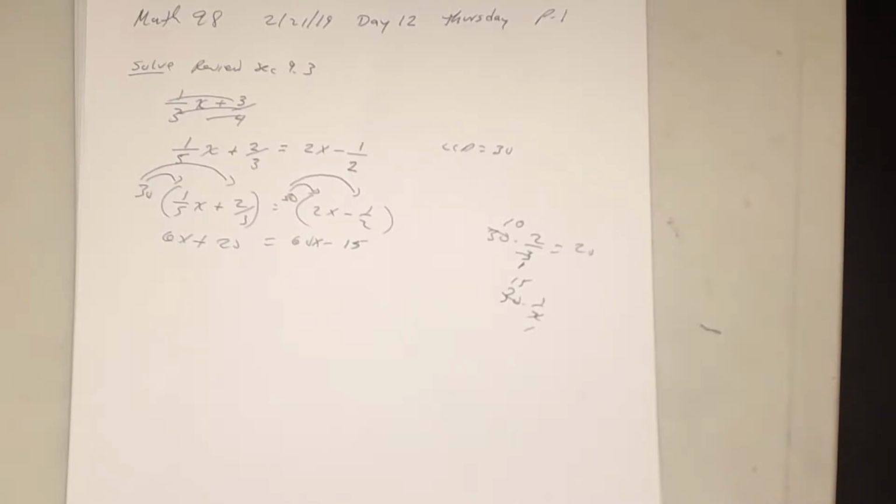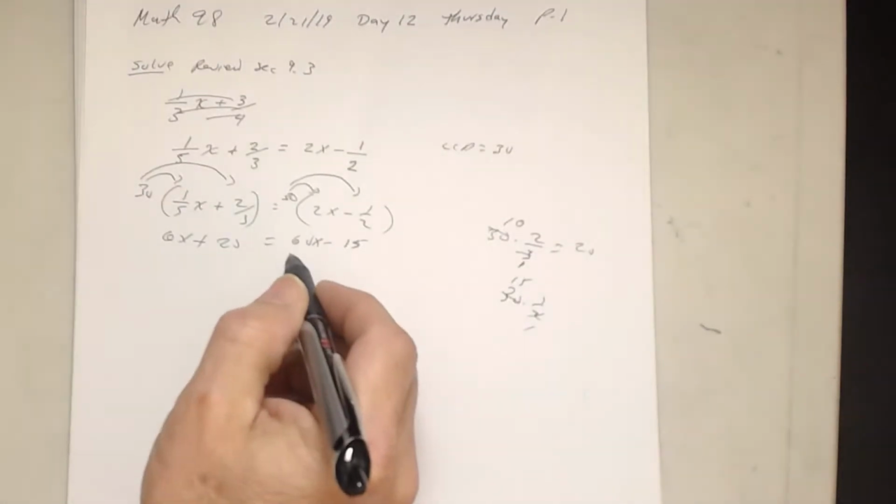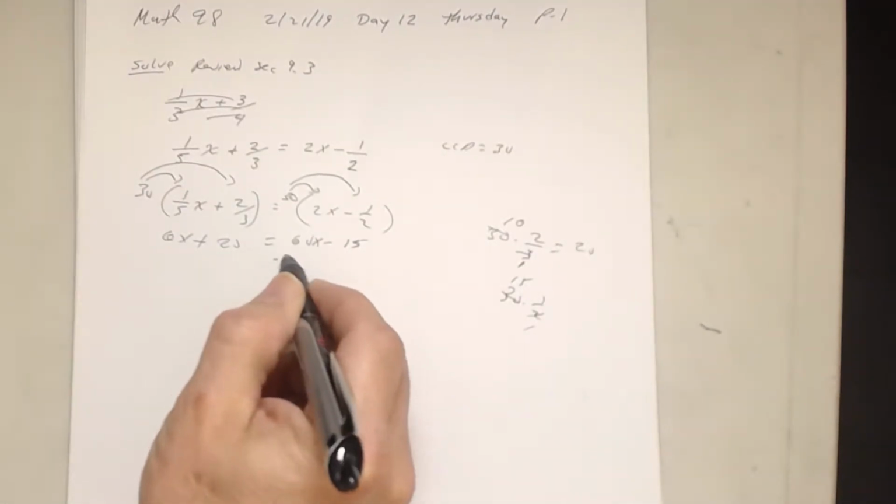Okay. Now, what's the next step you're going to do? Get the variables on one side. All right. Which side you want to bring them on does not matter. The left. All right. So that means I need to get rid of the 60x. So you're going to add or subtract 60x. Subtract.